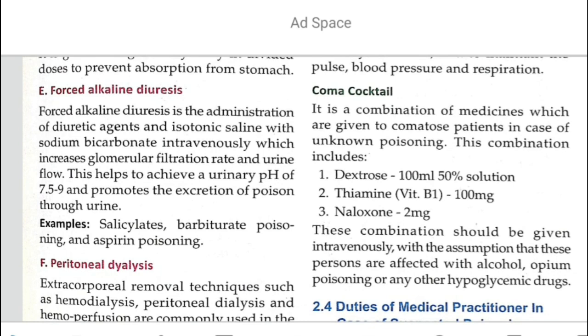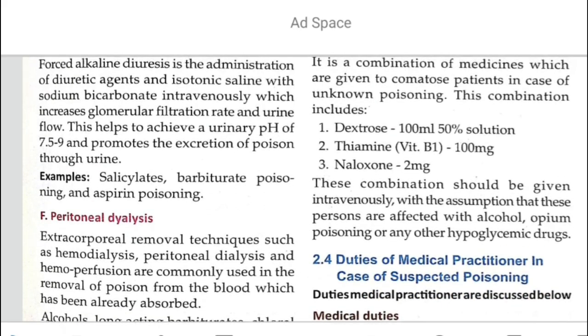Forced alkaline diuresis. Forced alkaline diuresis is the administration of diuretic agents and isotonic saline with sodium bicarbonate intravenously, which increases the glomerular filtration rate and urine flow. This helps to achieve the urinary pH of 7.5 to 9 and promote the excretion of poison through urine. For example, salicylates, barbiturates poisoning, and aspirin poisoning.